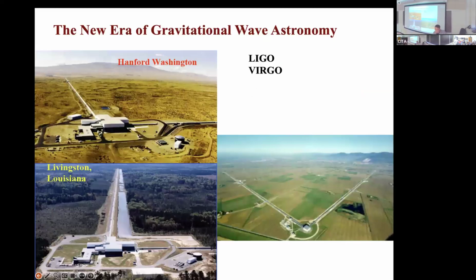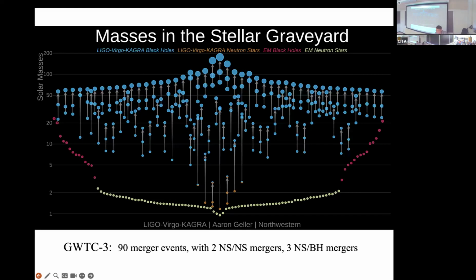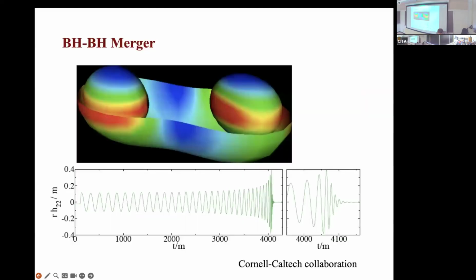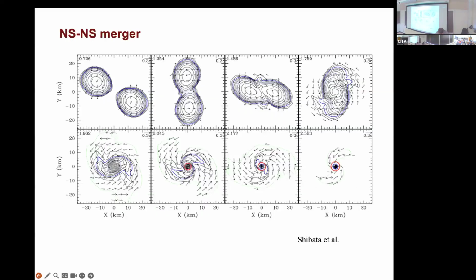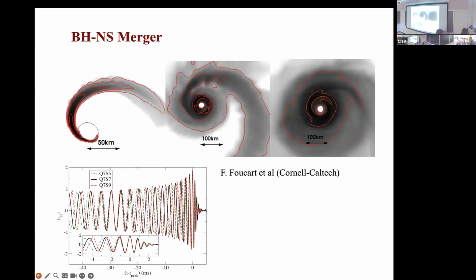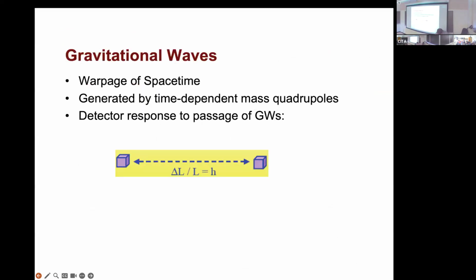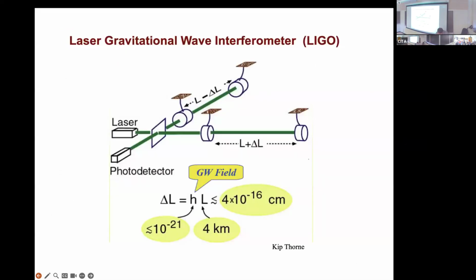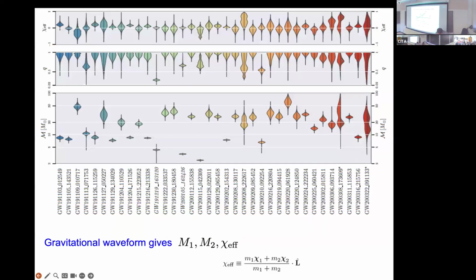All right, so I think we're in the new era of gravitational wave astronomy. We have 90 events already. LIGO O3 is done, O4 is ongoing, and they are mostly black hole mergers, and there are 2 neutron-star mergers so far, and some black hole neutron-star mergers. And these are gravitational wave basics: warpage of space-time, and how LIGO detects.